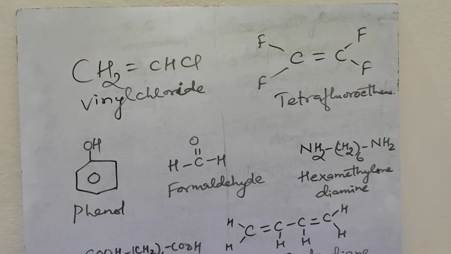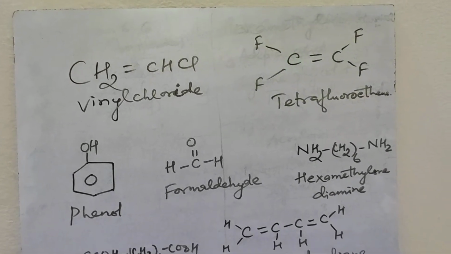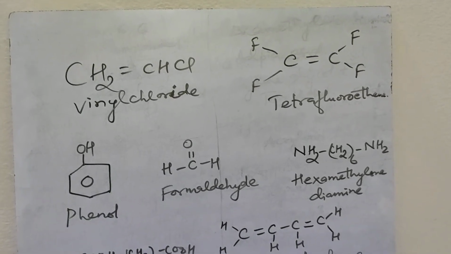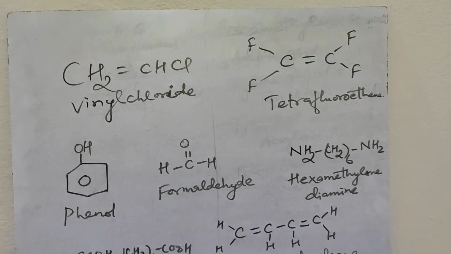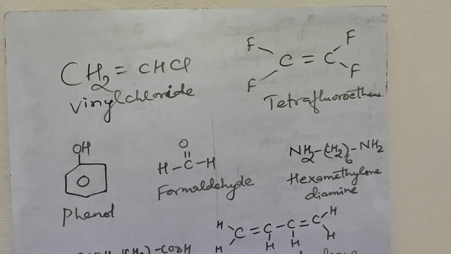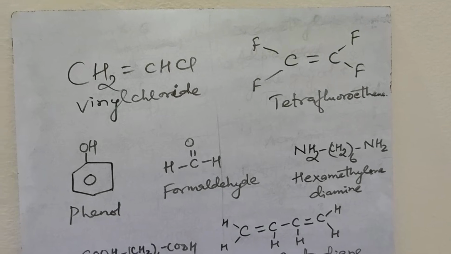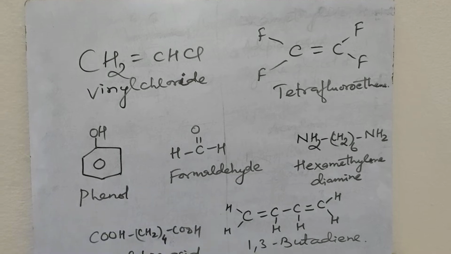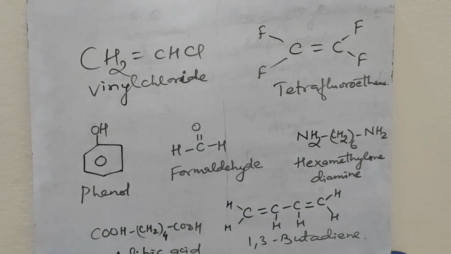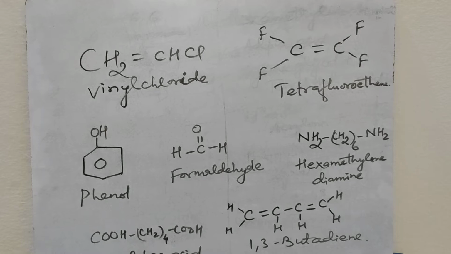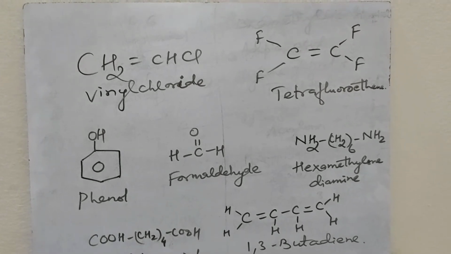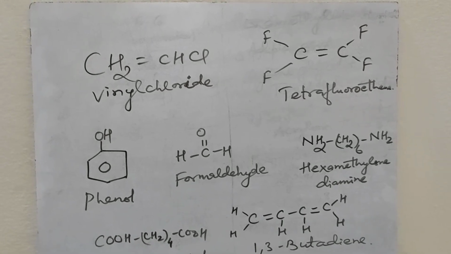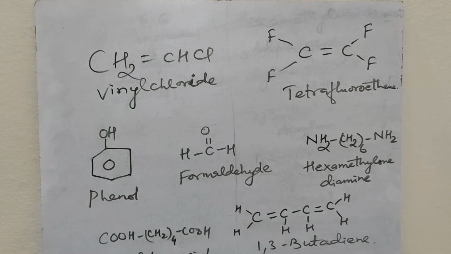Phenol, C6H5OH. It is the monomer used to prepare bakelite along with formaldehyde, HCHO. Hexamethylene diamine, NH2(CH2)6NH2. It is one of the monomers in the preparation of nylon 6,6. The other monomer being adipic acid, HOOC-(CH2)4-COOH, adipic acid. And one of the most important monomers for the synthesis of synthetic rubber is 1,3-butadiene.